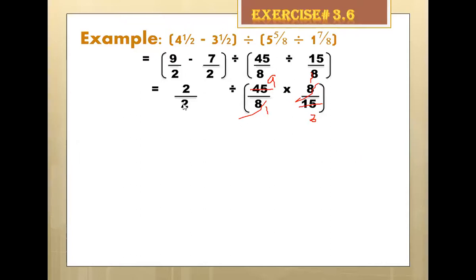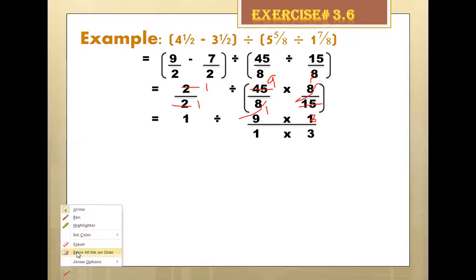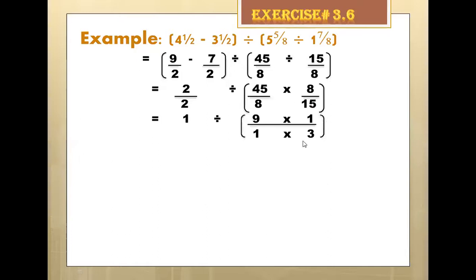If you look here, you have 2 upon 2, so you can also reduce it. 2 ones are 2 and 2 ones are 2. So what will be left here? 1. And here, 9 multiplied by 1 and 1 multiplied by 3. I'm going to erase this thing. Now what is left here? 9 multiplied by 1 and 1 multiplied by 3. Here you have 3 and 9, and 3 and 9 can be reduced further. How? 3 ones are 3, 3 threes are 9.